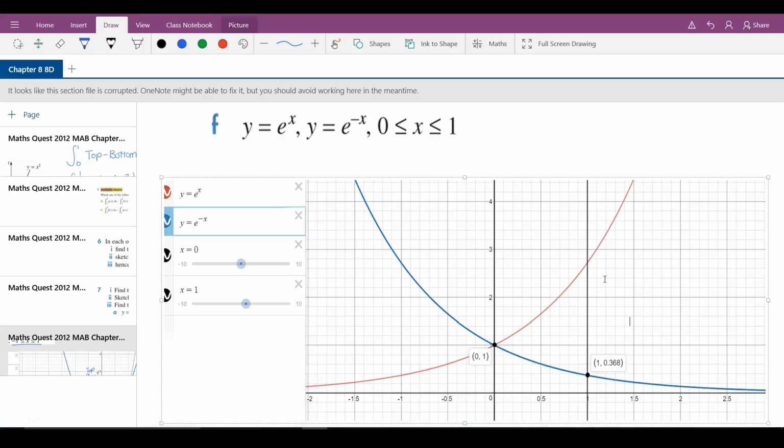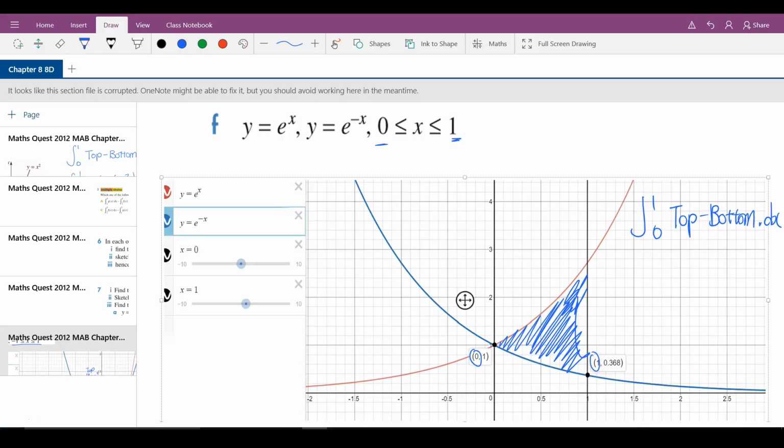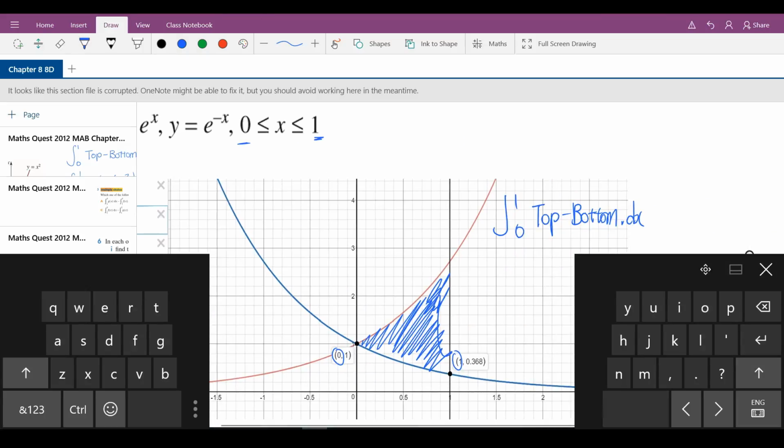All right, question F. Oh, looks like this one's a bit easy. It's only one section, right? We've only got this particular section here. So let's integrate from 0 to 1, which is our domain anyway. And it's always top minus bottom. Integrate with respect to x.